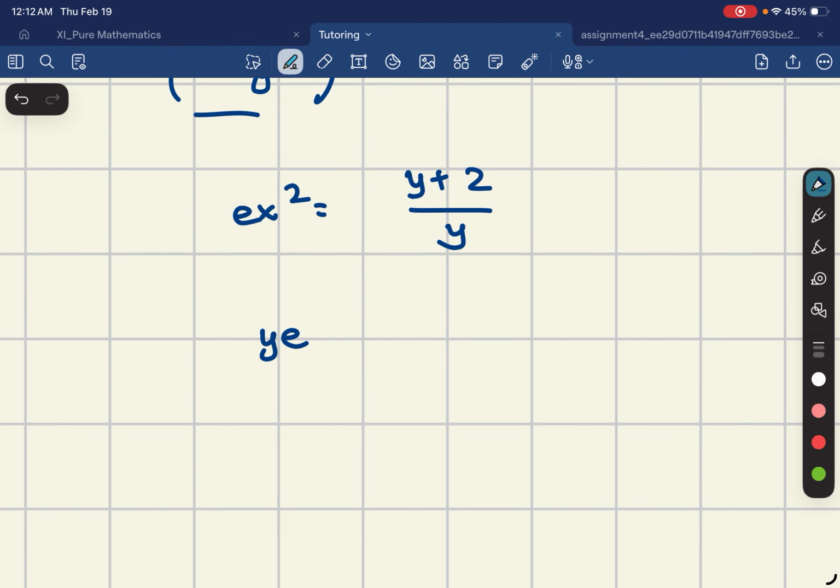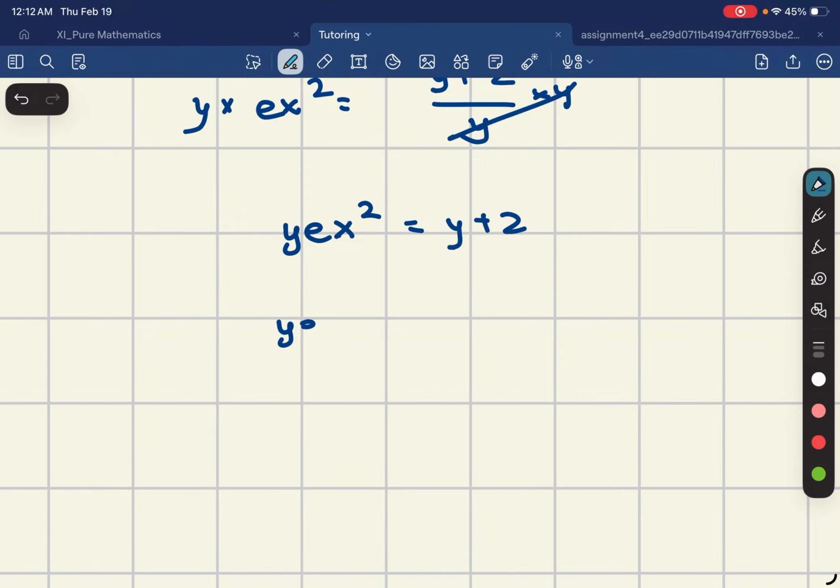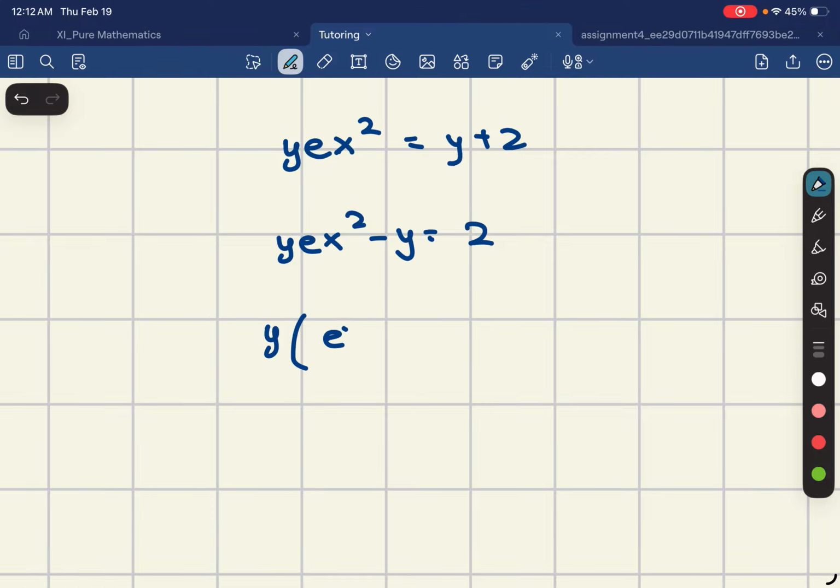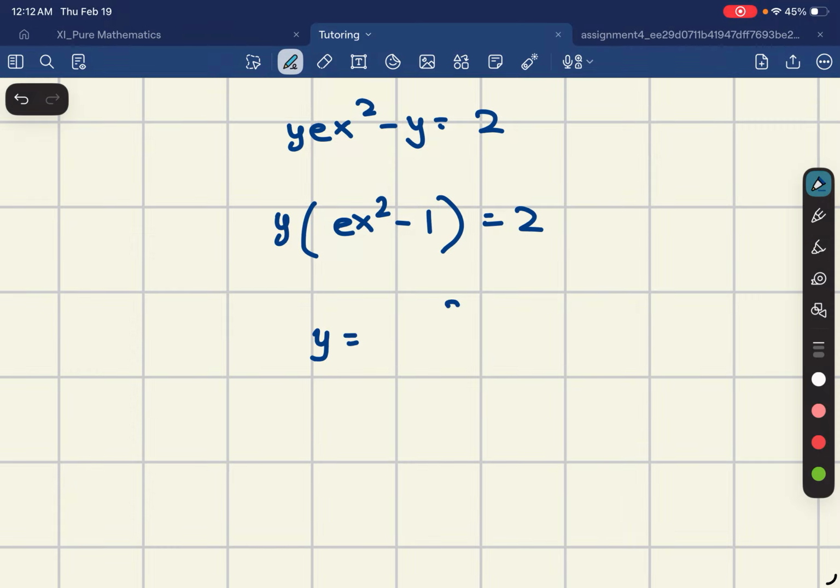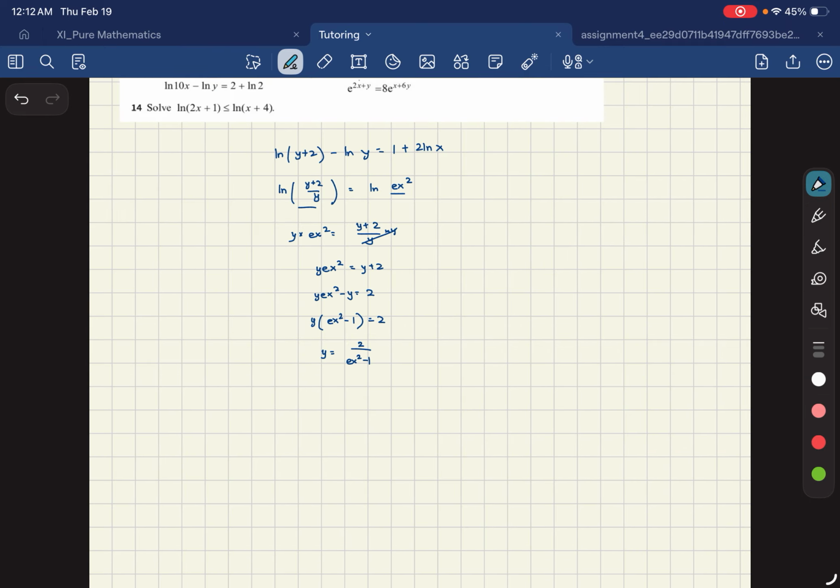And multiplying by y on both sides, times y, and these cancel out. e x² is equal to y + 2. Now if I subtract y on both sides, I get this. And I can now factor out the y. So therefore, y is equal to 2 over (e x² minus 1). So that is your answer.